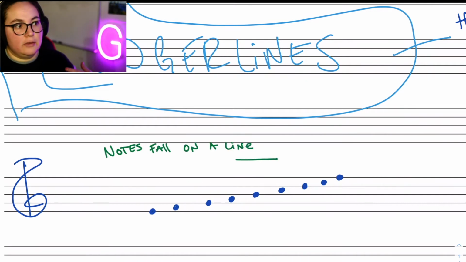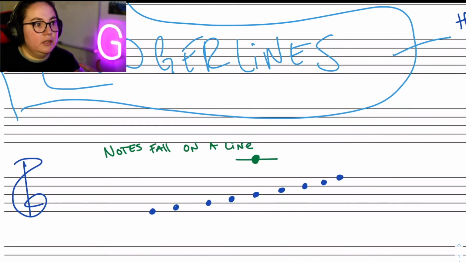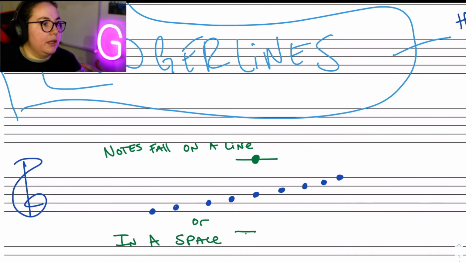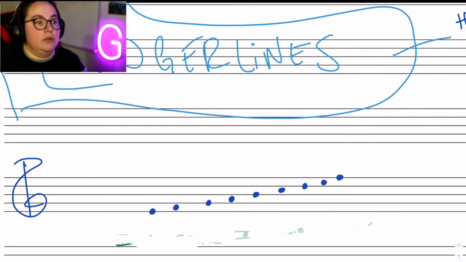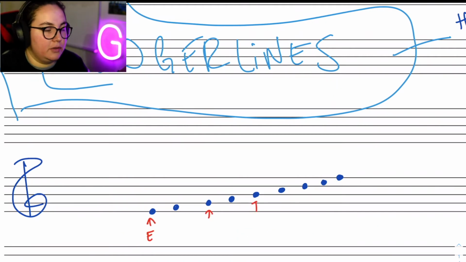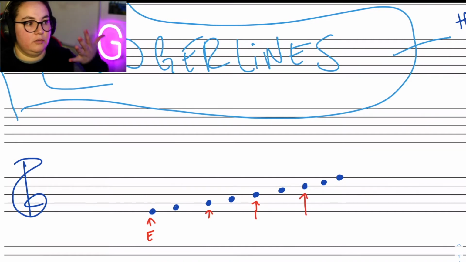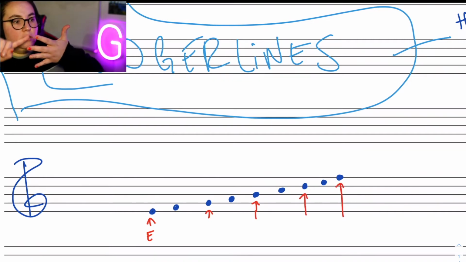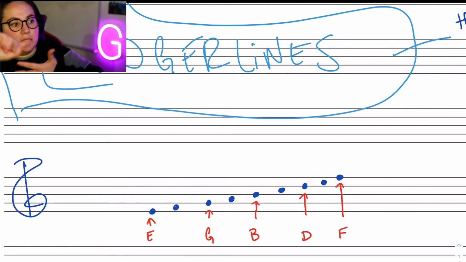So to read a staff, notes fall either on a line, where they go through it and cross through the line, or they fall in what we call a space, which means they're sandwiched between 2 lines. When we're going to read the treble clef, we said, okay, our bottom line starts on E. So if we look at all of our notes that cross through a line to start, we have E, G, B, D, and F. Sometimes we say every good boy does fine.